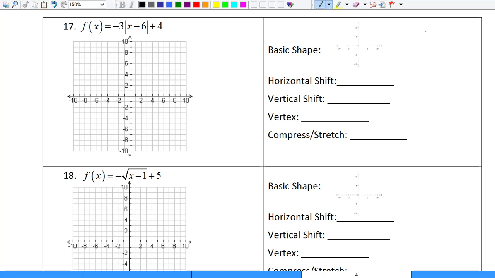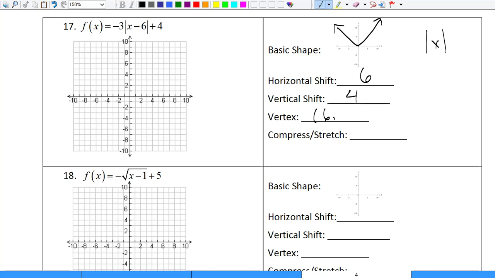Okay, we have two more graphs here. So the next one's an absolute value. Absolute value, that's a V shape. Okay. The horizontal shift, that's whatever's next to the x, opposite what you think, so that's a positive 6. The vertical shift is after the function, which in this case is 4.